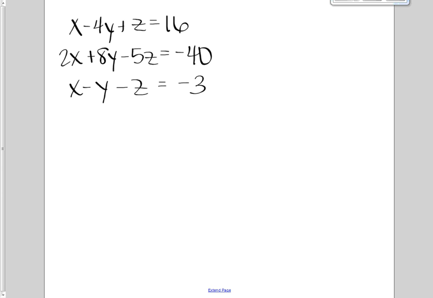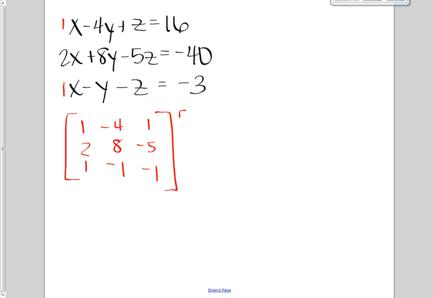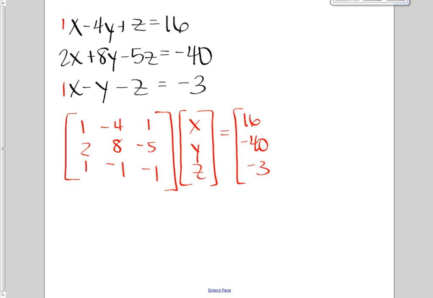All you do with that is you put the coefficients, so you got 1, 2, and 1 right down this column. So you put 1, 2, 1 for your x's, and then for your y's you got -4, 8, and -1, and then for your z's, 1, -5, and -1. And I think you did that on calculator, right? Already. The way this works is that there will be another one that has your variables, like a variable matrix. And then you have your constant matrix, which would have 16, -40, and -3.